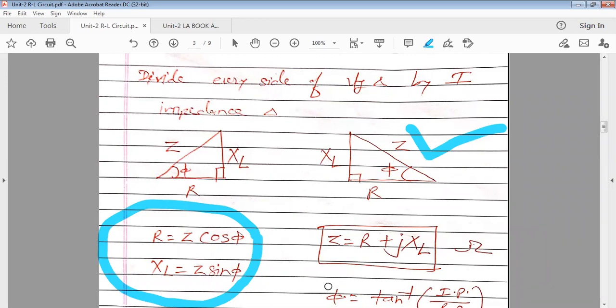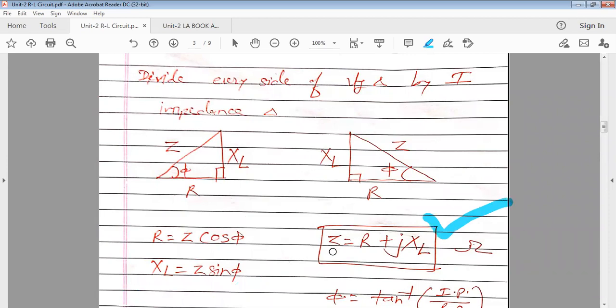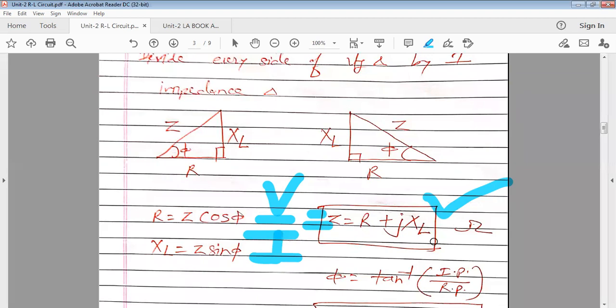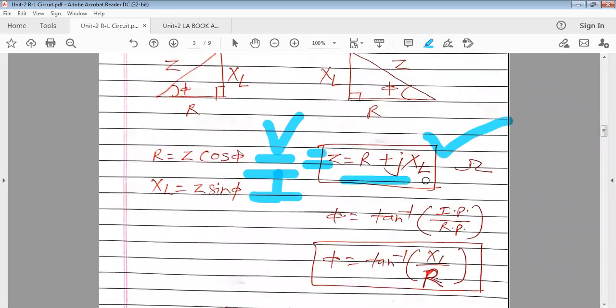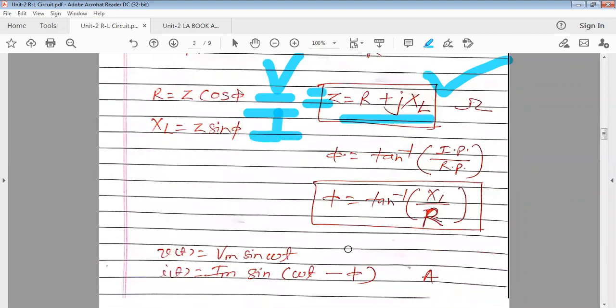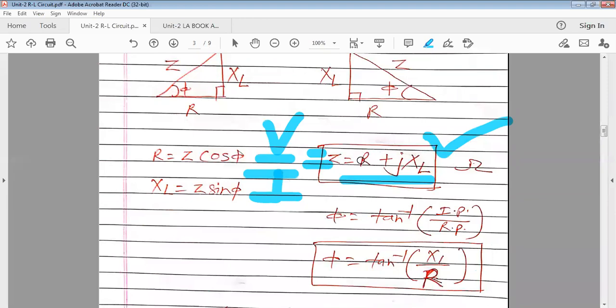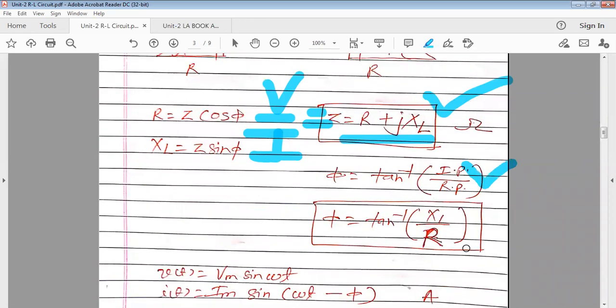Okay. Now here this is the rectangular form. Impedance is nothing but total voltage divided by total current. So total voltage divided by total current is impedance, which is equal to R plus j XL ohm. Now, whatever this Z, it is in rectangular form, you can convert it into polar also. So polar form, magnitude will be what? Z, its magnitude is what? Square root of R square plus XL square. And how you can calculate the angle? Angle is tan inverse of imaginary part upon real part.